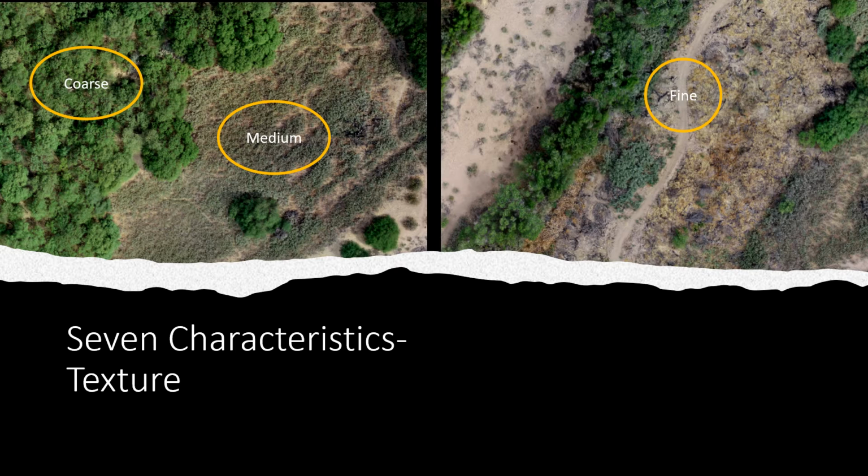Similarly, we can use differences in texture to interpret imagery. Texture refers to the roughness or smoothness of a region in imagery. Here we can see the varying texture associated with different sections of the Lower Salt River Restoration Project, with a large stand of mesquite trees representing the coarse texture, a shrub known as arrowweed representing that medium texture, and a well-defined trail with very fine texture.